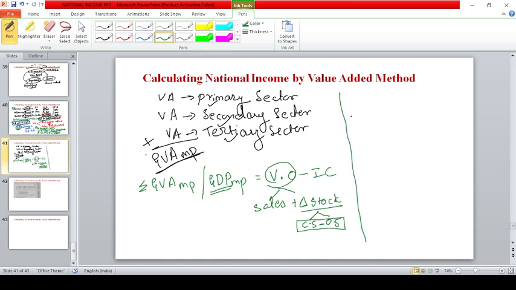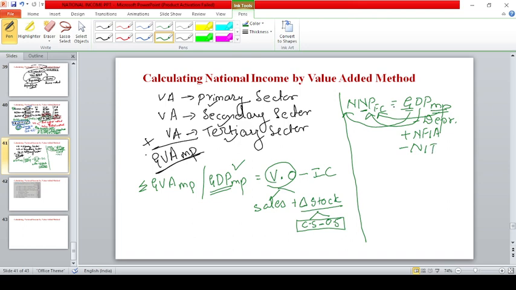After calculating GDP at market price, you'll easily be able to calculate national income, that is NNP at factor cost. NNP at factor cost is nothing but the national income, which is calculated with the help of GDP at market price, which you have found over here. When you have to find net from gross, what are you going to do? You are going to subtract depreciation. When you have to calculate national from domestic, we are going to add NFIA to domestic so that you can get national. And the last one, market price to factor cost: we are going to subtract NIT so that you can get factor cost. So this is the way we are going to do the calculation for national income by value added method.